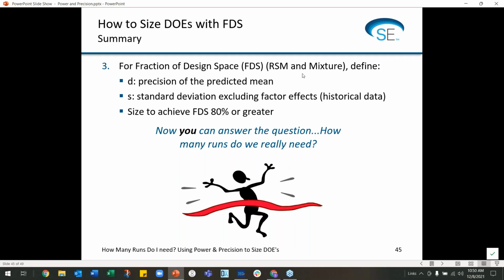For fraction of design space on the RSM and mixture, define the precision of the predicted mean. And again, the same standard deviation, excluding factor effects, and size to achieve the FDS of 80% or greater. All right, so that is a summary of both power and prediction and using them so that you can answer the question, how many runs do we really need?